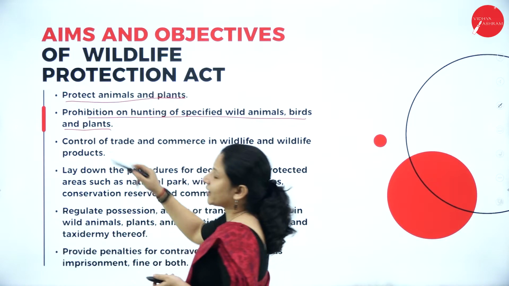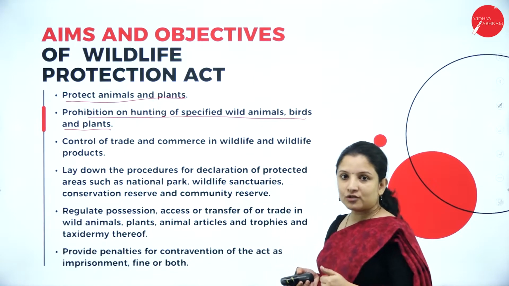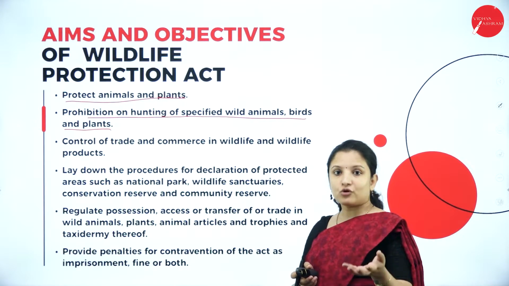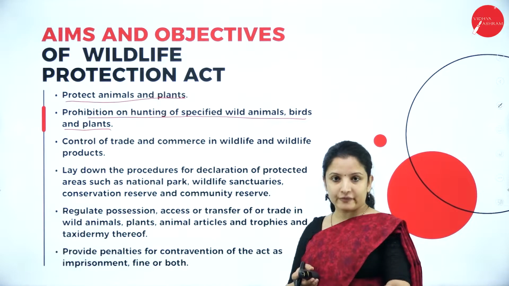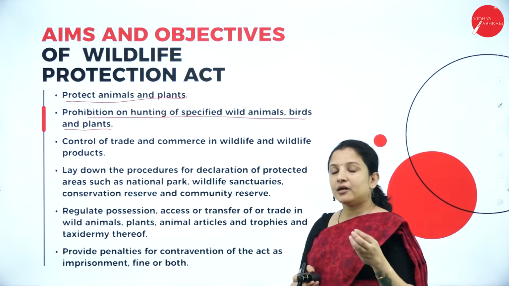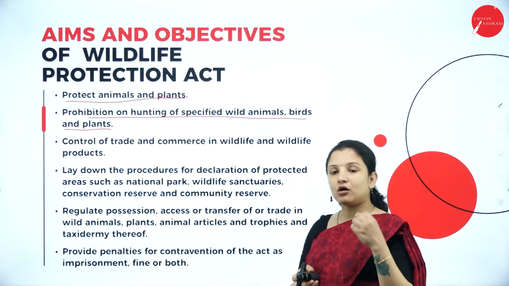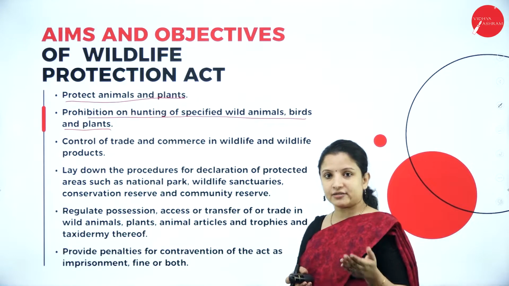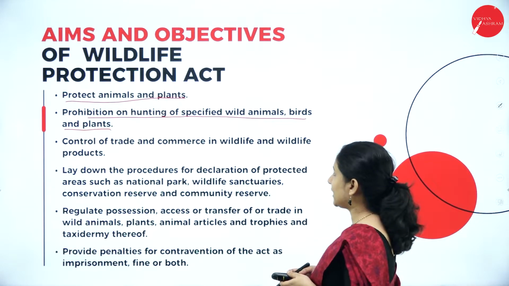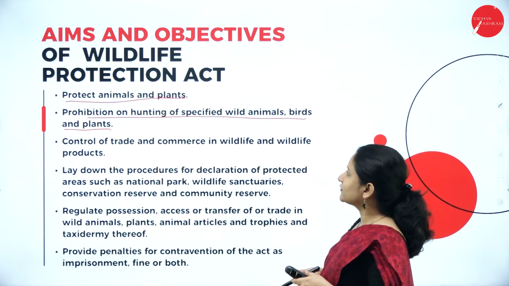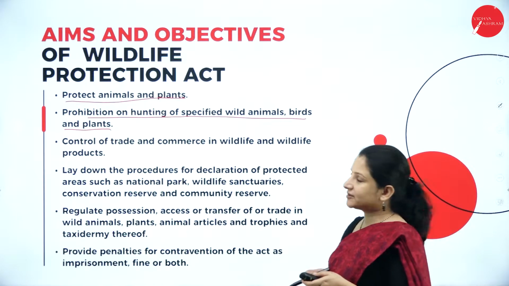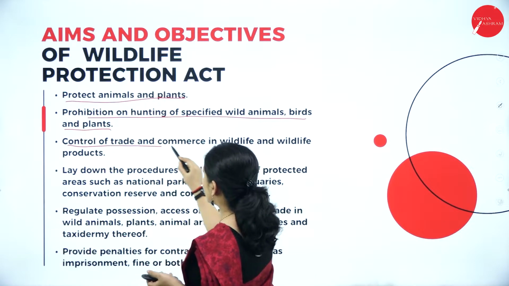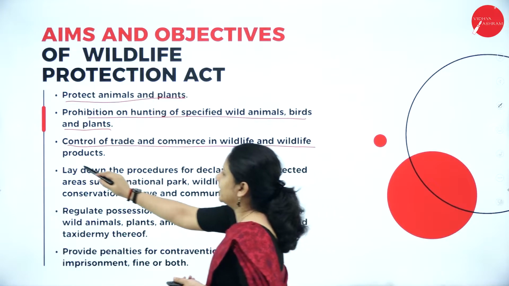We can hunt certain animals like wild boars and all that. To some extent it can be hunted, or some rodents which are causing problems to the crop fields can be hunted. But not all animals can be hunted, and not all plants can be misused from the wild. So, certain rules and regulations are framed for that. Therefore, they prohibit hunting of specific wildlife, animals, birds and plants. And they also put a control on the trade and commerce in wildlife and wildlife products.